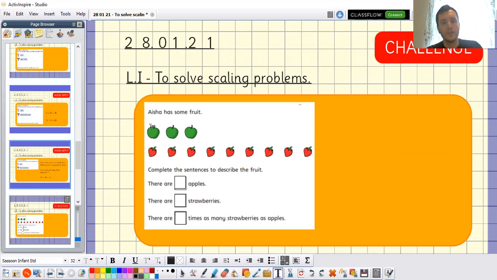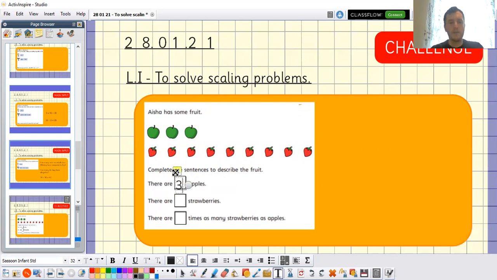Aisha has some fruit. And you can see some apples and some strawberries. Complete the sentences to describe the fruits. There are blank apples, there are blank strawberries, there are as blank times as many strawberries as apples. Pause the video here, see if you can work out the answers to those, and we'll go through it in just a moment. So let's look at that one together.